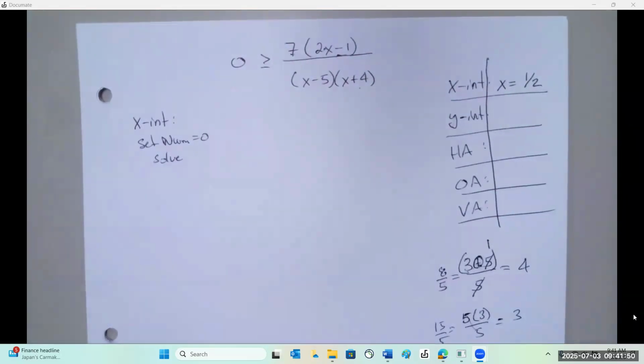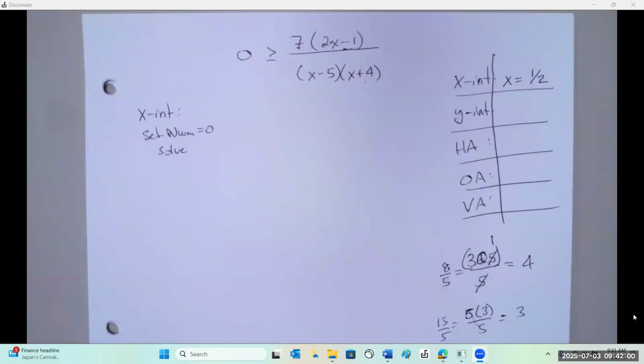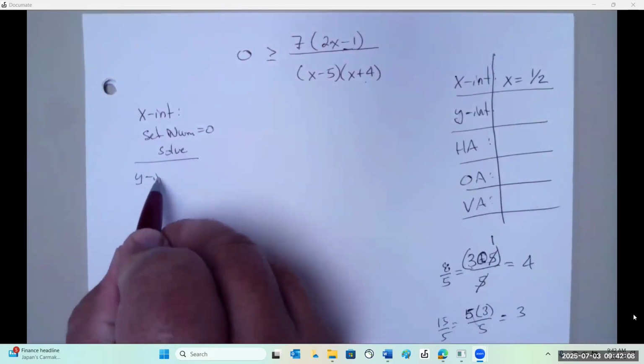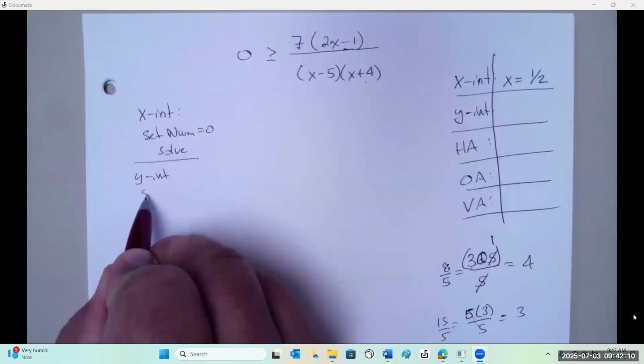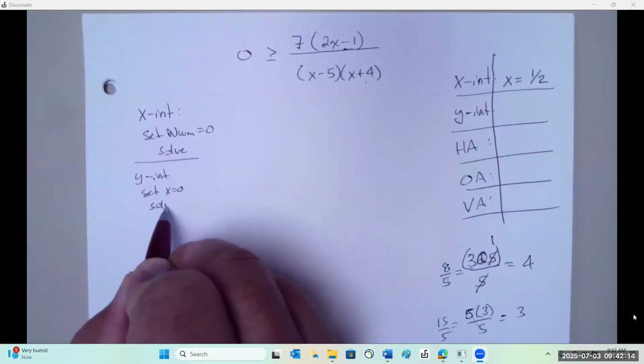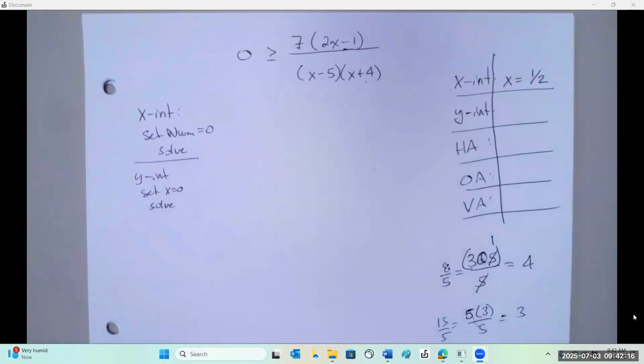I mean, you shouldn't be surprised. You should. We've just spent how many hours? 20 days doing this. So you shouldn't be surprised that's the right answer. But very good. What's the y-intercept? Set x equal to 0. Solve.